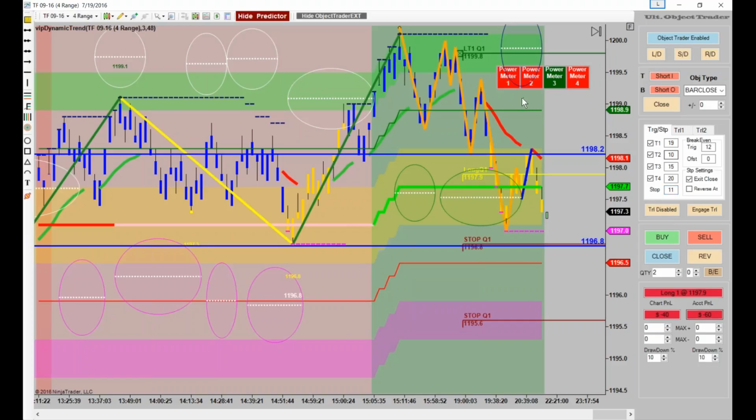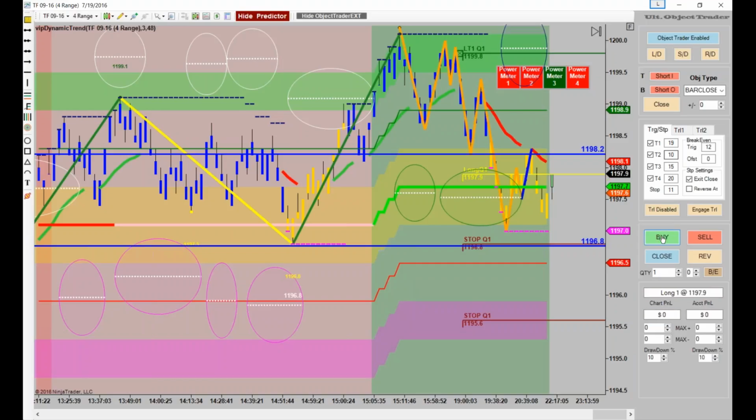Power meter 1 went to red. Okay, so that's telling us right now on the power meter that we're still retracing some. So that was a little fake on that power meter 1. That's a pretty fast one. All right, let's see if we get it again. If we get a green one, I'll add one more contract. Watch the power meter. See if we can get one. We're only down 20 bucks now. Now we're even. Going to buy if it does.